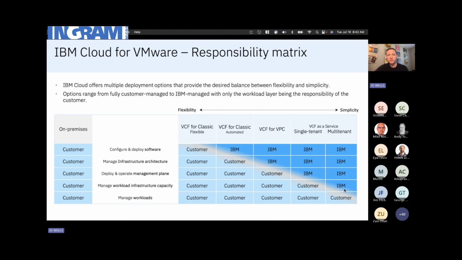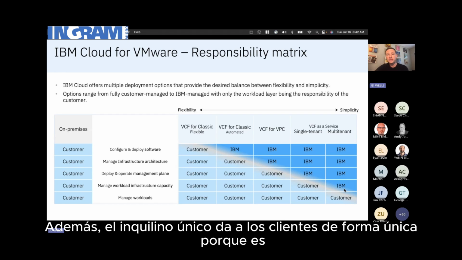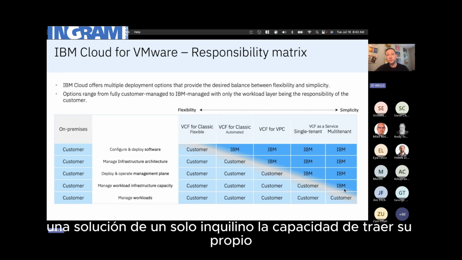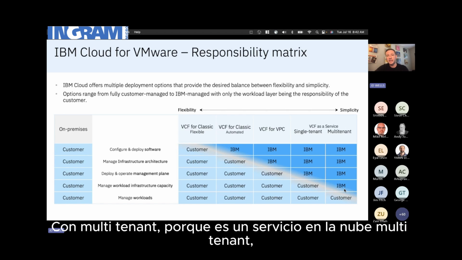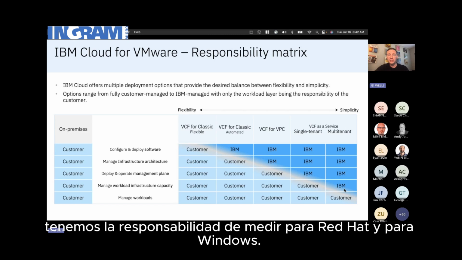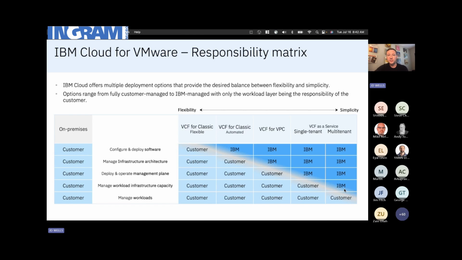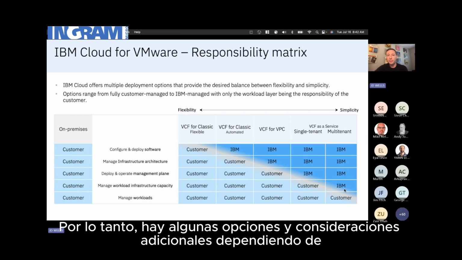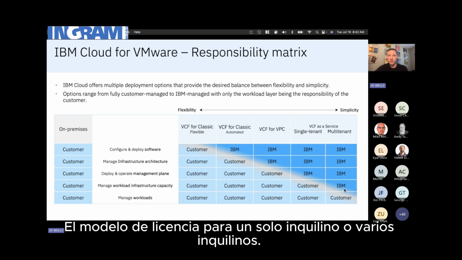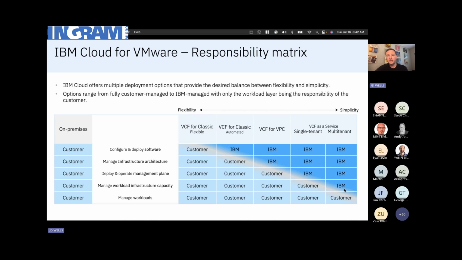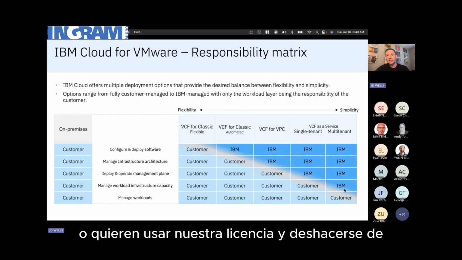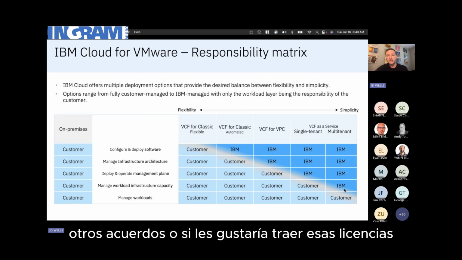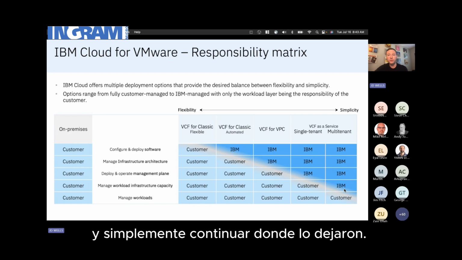very elastic controls. Also, single tenant uniquely does give customers, because it is a single tenant solution, the ability to bring their own licensing and image for their operating systems. With multi-tenant, because it's a multi-tenant cloud service, we have responsibility to meter for Red Hat and for Windows. So there are some additional options and considerations depending on the license model for single tenant or multi-tenant. And this can also be a benefit for customers that either want to use our licensing and get rid of other agreements, or if they'd like to bring those licenses and just pick up where they left off.